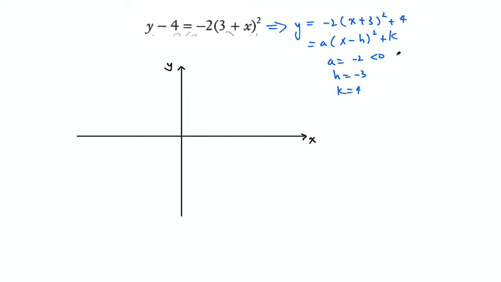Since a is less than 0, we know that the parabola has to face downwards. Combining these two, we know where the vertex is. It's at minus 3, 4. And the axis of symmetry is going to be x is equal to h, which is minus 3.